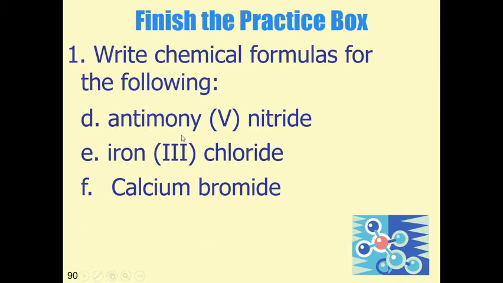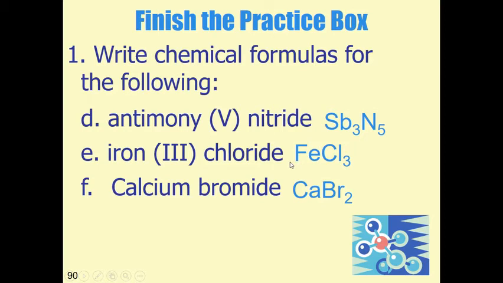Okay, antimony has a charge of +5. Nitride has a charge of -3. When you crisscross that, you end up with an antimony that has a 3 because we're crisscrossing the 3 from nitrogen, and a nitrogen that's got a 5 that came from antimony, Sb3N5. Iron 3 chloride, you have an iron with a 3 plus, a chlorine with a minus. You're going to crisscross it. That means the 1 from chloride goes to iron, so you have one iron. And the 3 from iron goes to chloride, so you have 3 chlorines, FeCl3.